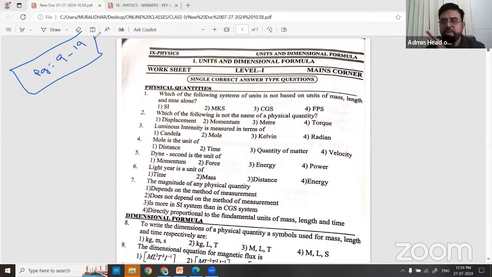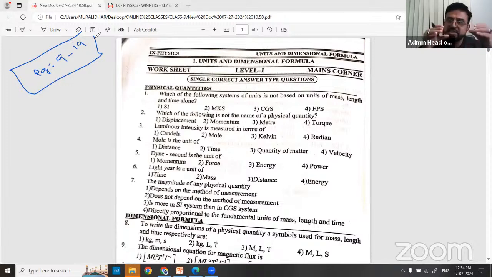You have to go through the complete explanation of what physical quantities are, types of physical quantities, units, dimension formulas, dimension formulas of various physical quantities, dimensionless quantities, limitations of dimensions, and applications of dimensions. After reading all these and preparing, then you have to go for the worksheets.